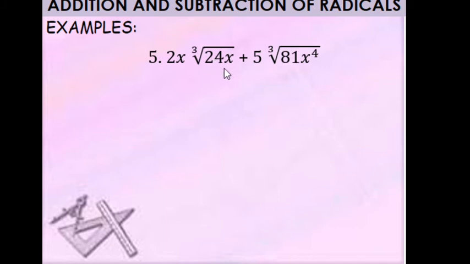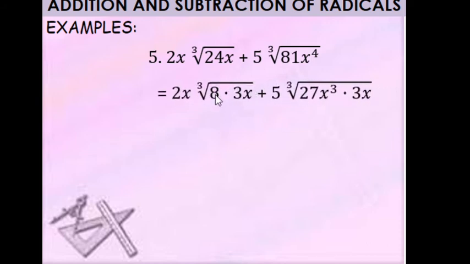Ibig sabihin, kailangan nating i-factor yung 24x and kailangan din nating i-factor yung 81x to the fourth power. So, we have to simplify the radical by getting the factors of 24x and 81x raised to 4. So, para makuha natin ang kanilang cube root, ang factors ng 24x is 8 and 3x. So, paano siya naging 8 and 3x? So, ito yung factors niya. Okay, so kapag i-multiply natin yung 8 times 3x, ang magiging answer natin is 24x.